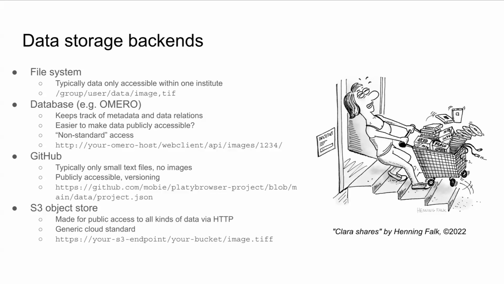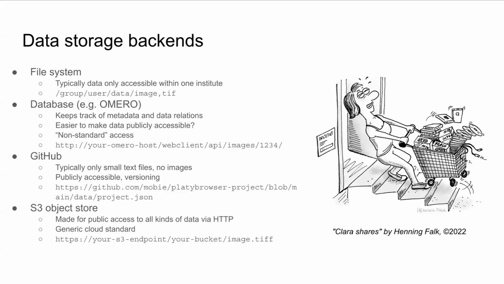A potential disadvantage is that applications that want to read from Omero need to know how to talk to the Omero API. So it will be not as easy as just reading from a file system. If you just want to share small text files, and that will be also relevant later, then a very good place is GitHub, where you have versioning and everything is readily publicly accessible. However, sharing big image data is not possible there because they only support small text files or small files.